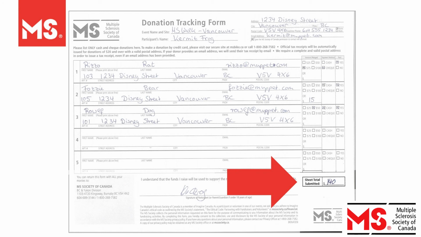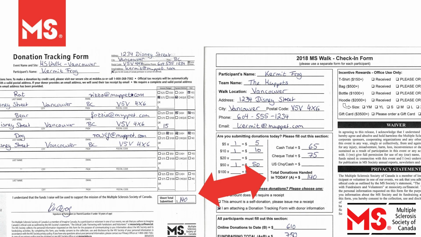Sheet total submitted. This will be the total donations on the sheet. If the participant needs more than one sheet, make sure they total each page separately. Give them a calculator if needed. Important. Please check that the total of all donations on the donation tracking form is equal to the total donations handed in today on the check-in form. In other words, we should have donor information for all cash and checks brought to the walk.